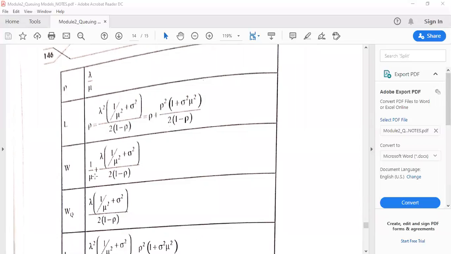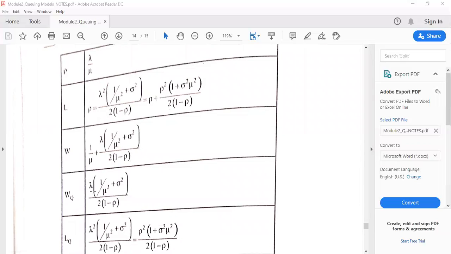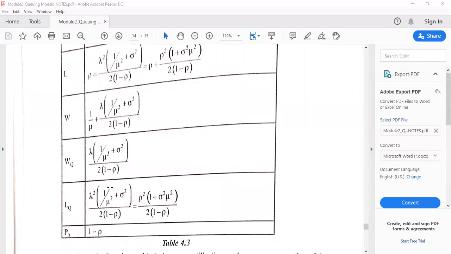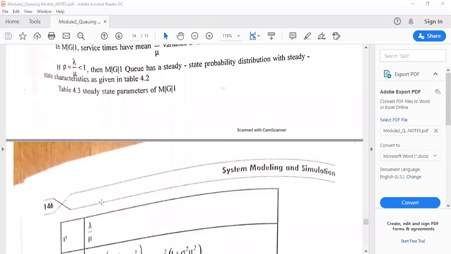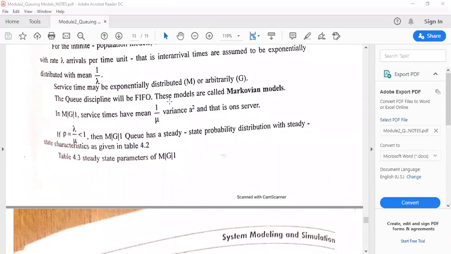W is given by 1 by mu plus lambda into (1 by mu square plus sigma square) divided by 2 into (1 minus rho), and WQ is lambda into (1 by mu square plus sigma square) divided by 2 into (1 minus rho). LQ is given by lambda square into (1 by mu square plus sigma square) divided by 2 into (1 minus rho), which is rho square into (1 plus sigma square mu square) divided by 2 into (1 minus rho). What is P naught? P naught is given by 1 minus rho. Like this, you have different formulas to calculate the steady state parameters of the M/G/1 queue. This is a repeatedly asked exam question.